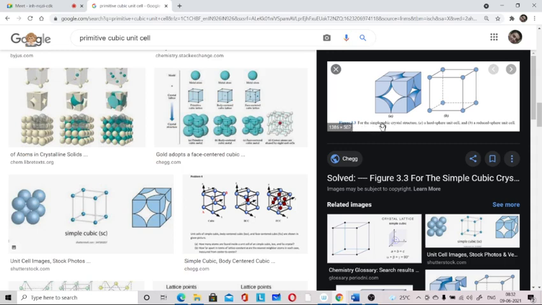Complete 8 spheres, that is not the unit cell. Okay, that we will not call it. But that is a possibility. You can have 8 spheres or 16, whatever you want. That can also be a possibility. No problem.